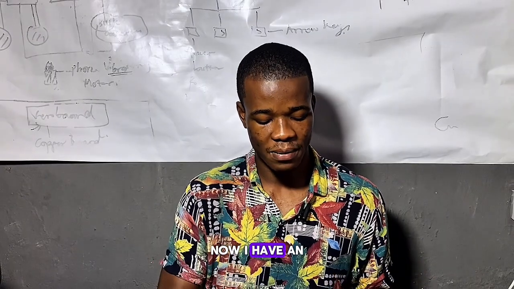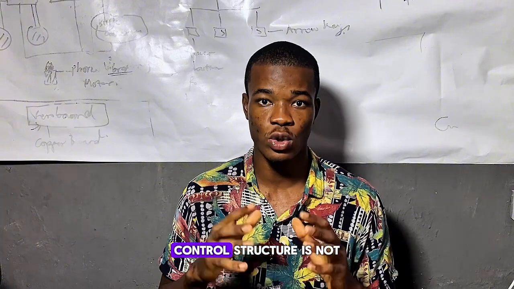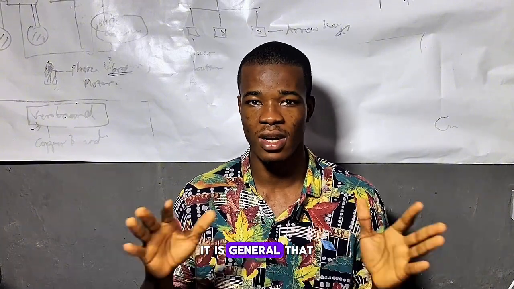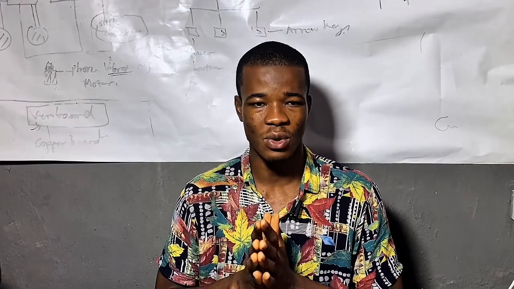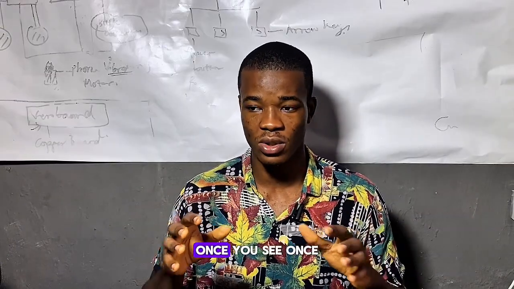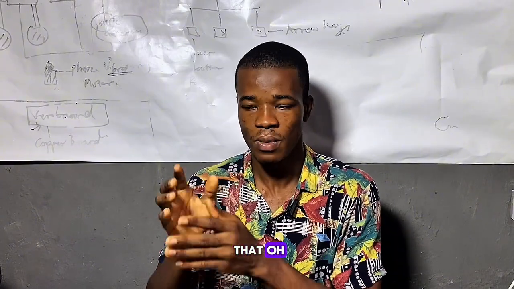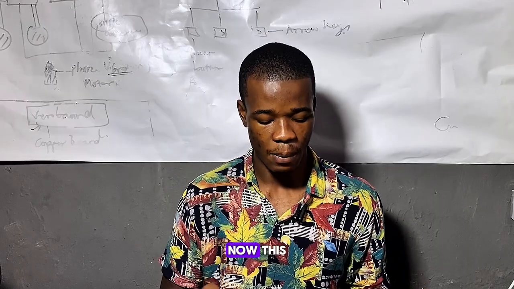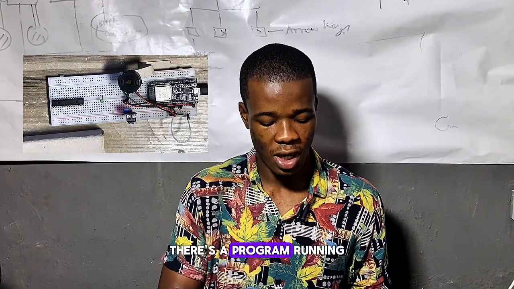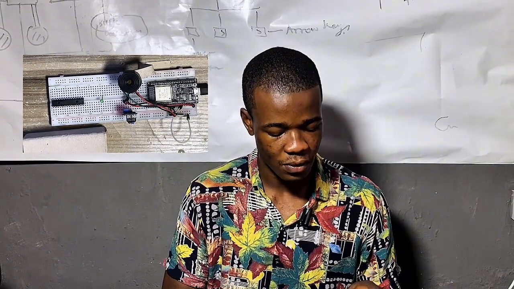Now, I have a hardware in front of me, and I want to quickly use it to explain that control structure is not language based, it is general. If you have an understanding of control structure now, you can easily understand different languages. Once you see those things in another language, you will know, oh, this is sequence, this is selection, and this is iteration. Now, there's a program running inside this hardware, and the program is used to detect when an obstacle is at the front of this sensor right here.